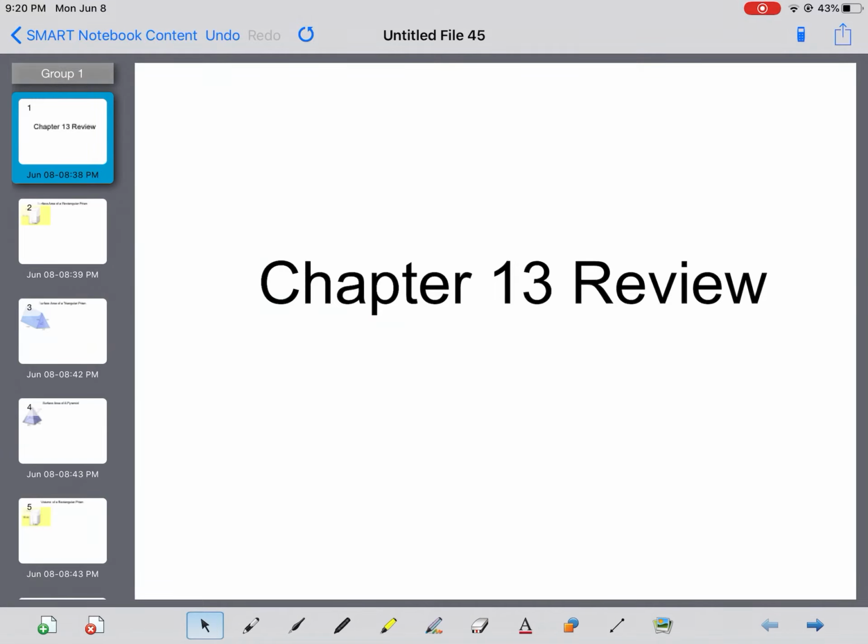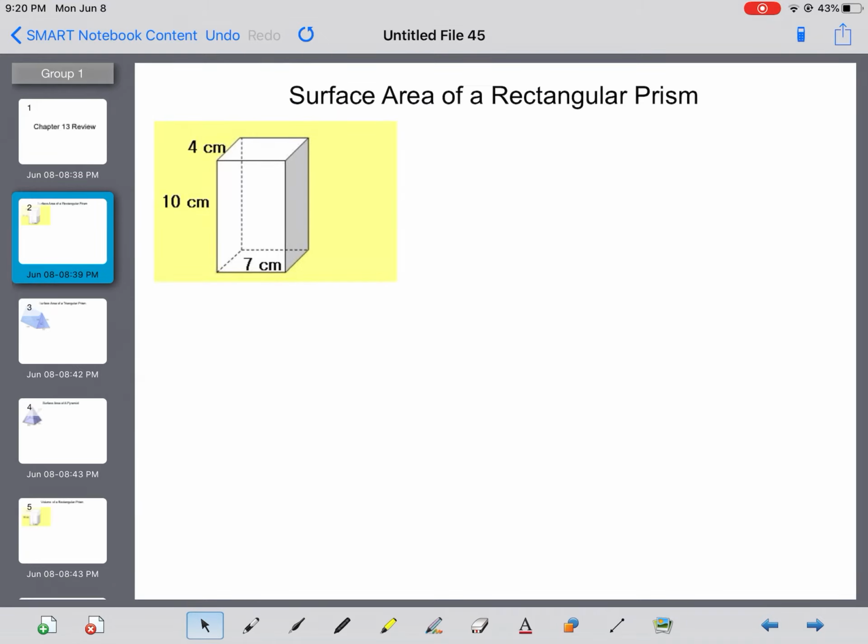Today I'm doing a review of chapter 13, and then tomorrow you're going to have a quiz on it, and then we'll be done with math for the school year. So we're skipping the problem solving lesson again. What I'm going to do is go through each type of problem that's going to show up on your test. I've labeled it.